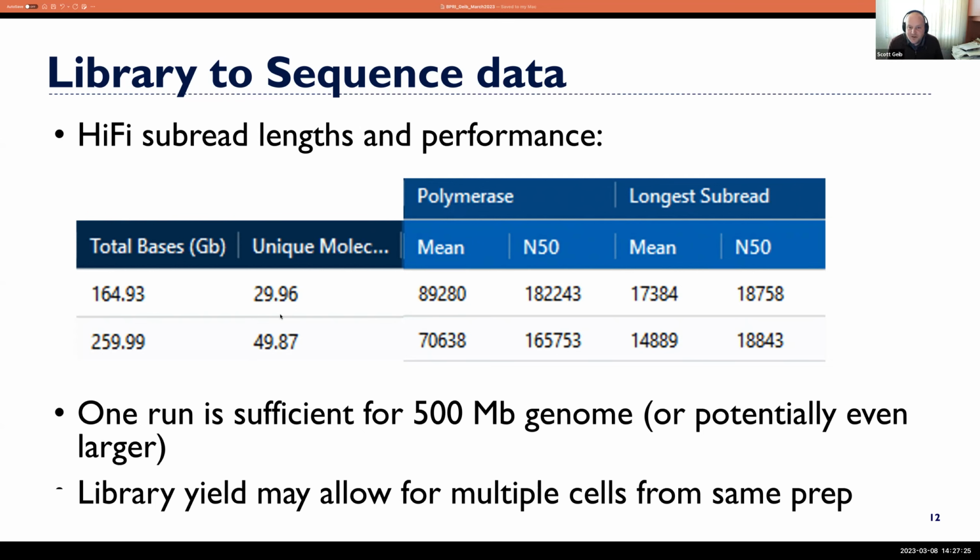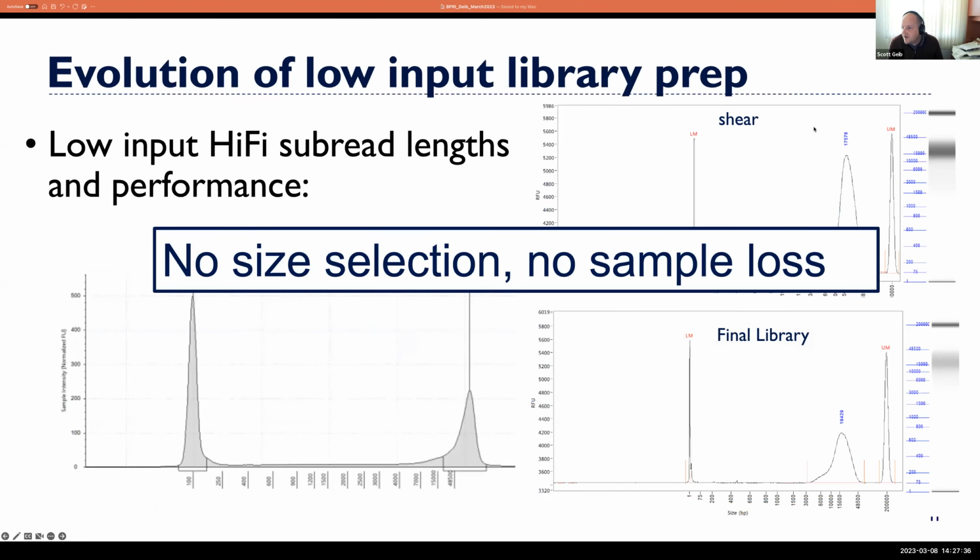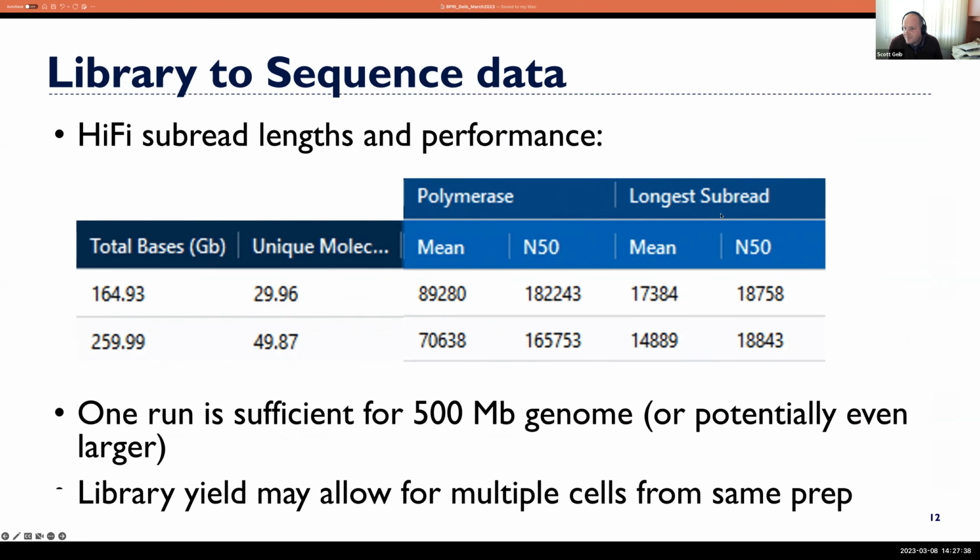So here you can see we're getting about 29 gigs, 50 gigs in this case. And the N50 again is almost matching what we saw on our little chart. It was 17,578. Now we're getting a mean of 17,384. All sounds pretty good. One run is probably sufficient for a 500 megabase to 1 gigabase genome. Library yield may allow for multiple cells as well. So you might make a library and you could run this on multiple cells over and over again.